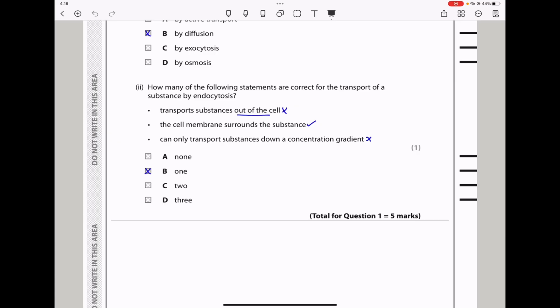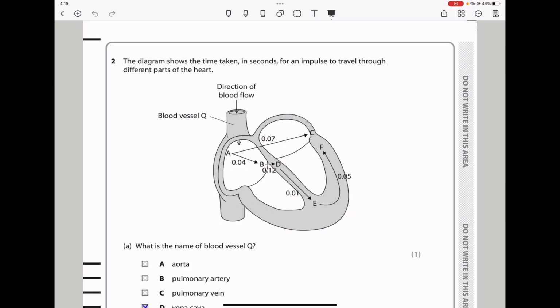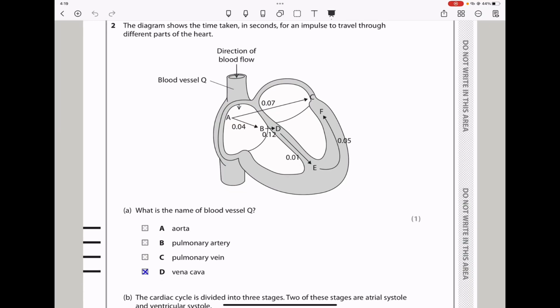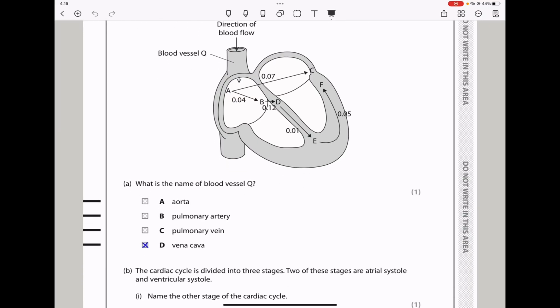So this brings us to the end of question 1. Let's continue to question 2. Question 2. The diagram shows the time taken in seconds for an impulse to travel through different parts of the heart. So down here they say, what is the name of blood vessel Q?